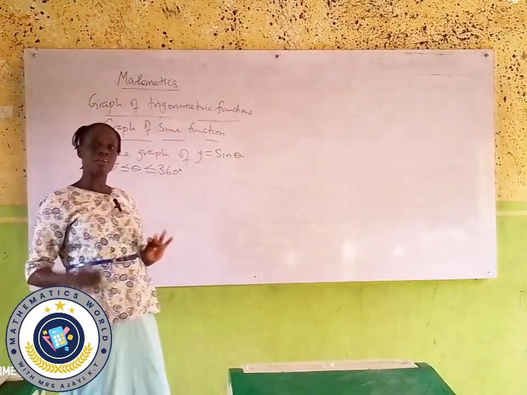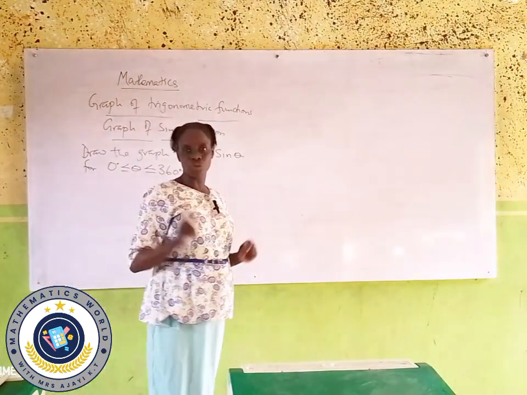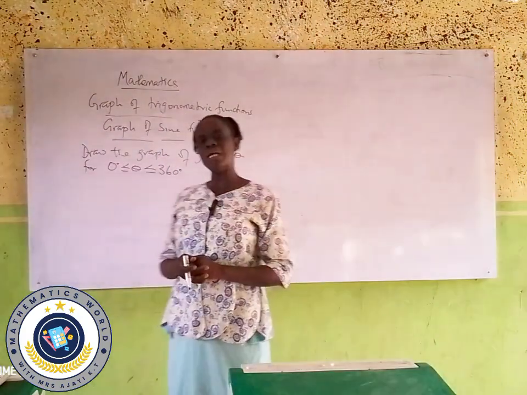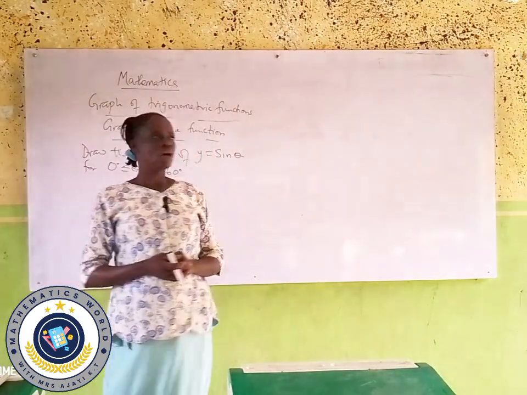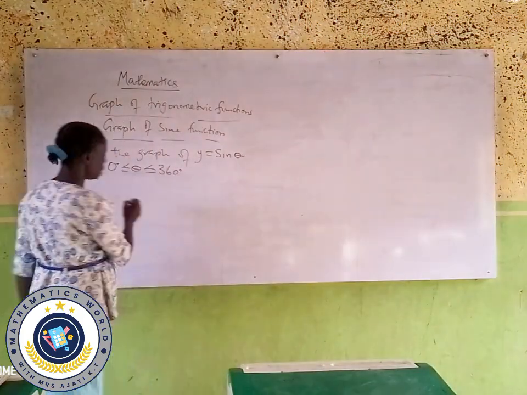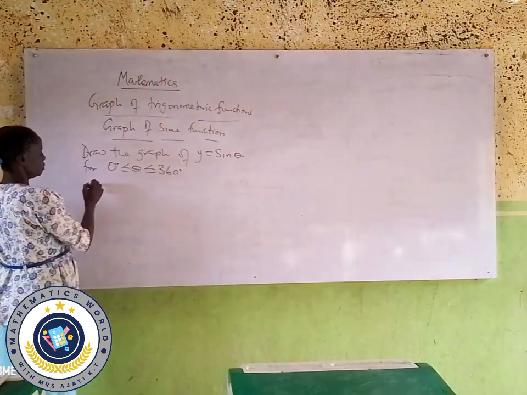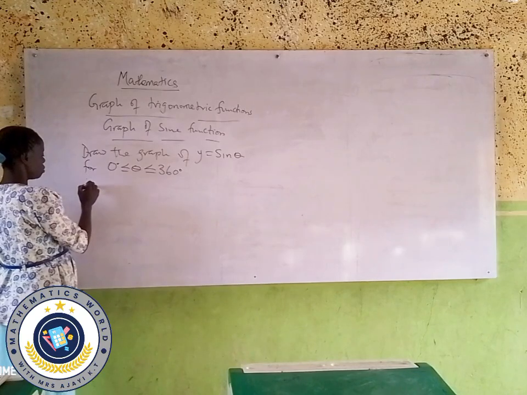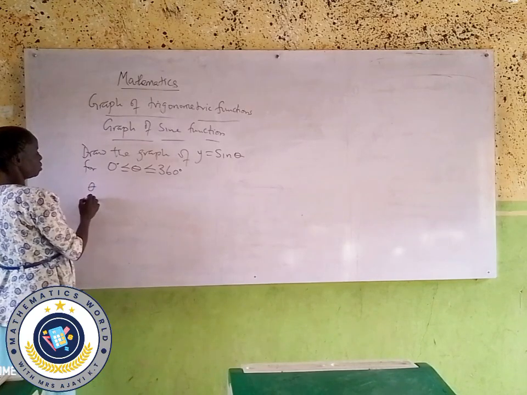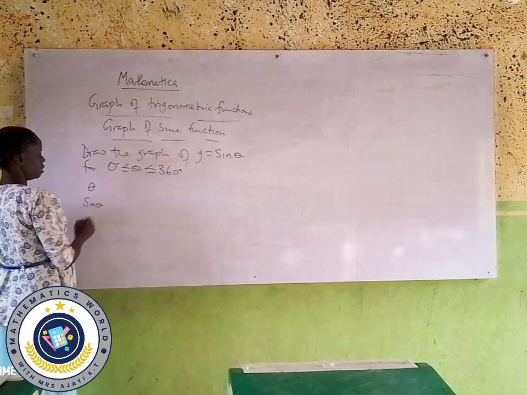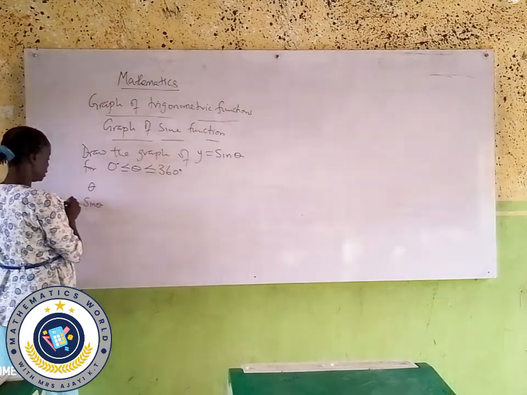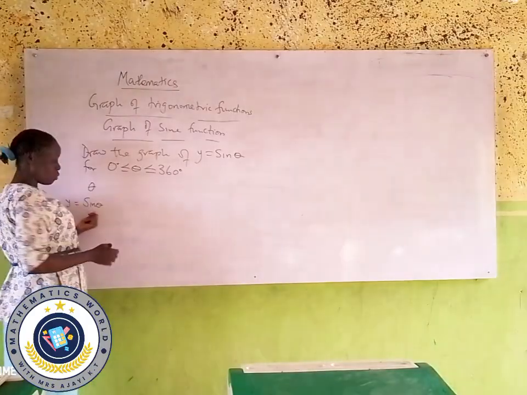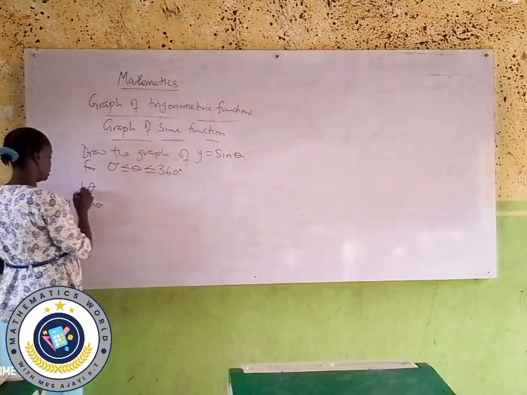Before you can plot graph of any function, you have to draw the table of value. What do I mean by table of value? You will sketch a table like this. Call this one theta, and call this one sine theta. Notice sine theta is also y. You have been told that y is equal to sine theta. So you can write y here, you can write sine theta.